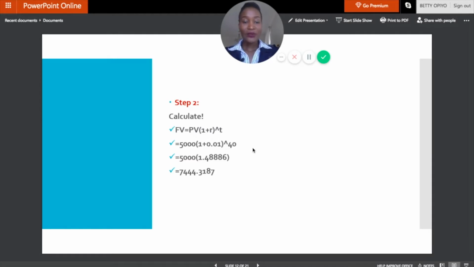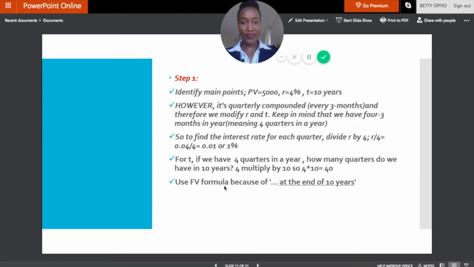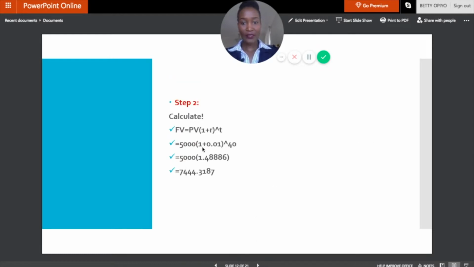And the second step is to calculate. So let's find that future value, what the question is asking. FV is equal to the present value PV, or the amount of money that you have right now, times (1 plus R), where R is the interest rate, raised to the power T, the duration. So FV is equal to PV, our present value, which we identified to be 5,000. So it's 5,000 times 1, and 1 is a constant, it doesn't change, so it keeps on being 1.